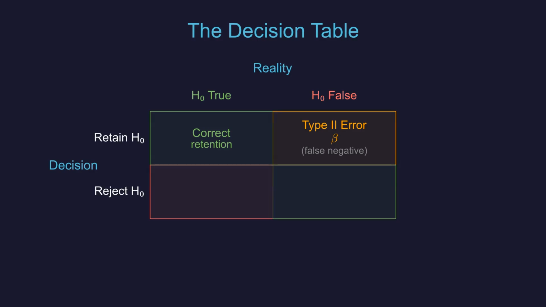We missed a real effect. When H0 is true but we reject it, that's a Type 1 error with probability alpha, a false alarm. And when H0 is false and we correctly reject it, that's the power of the test, 1 minus beta.